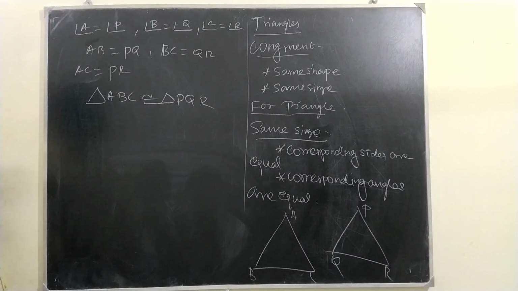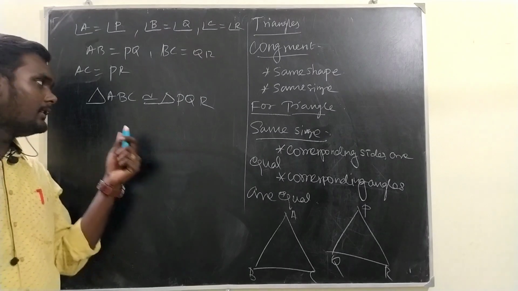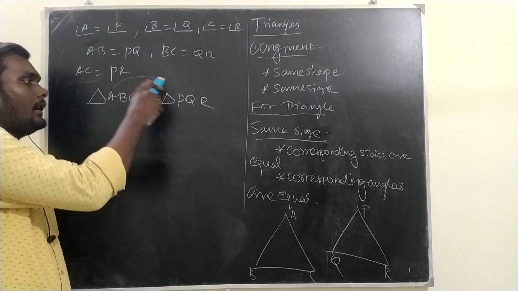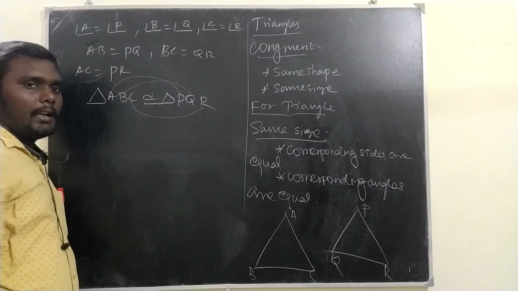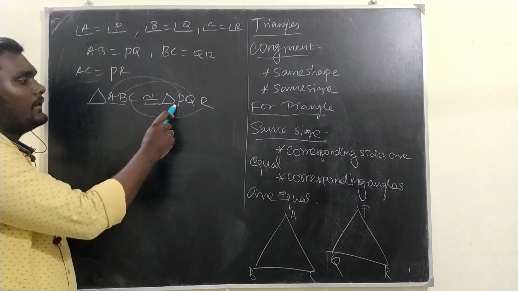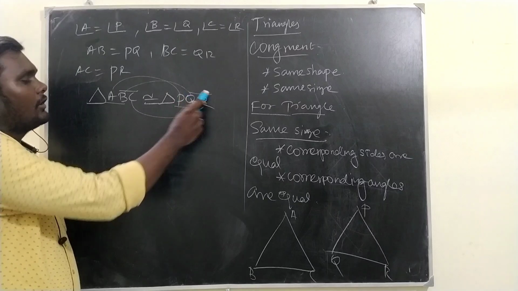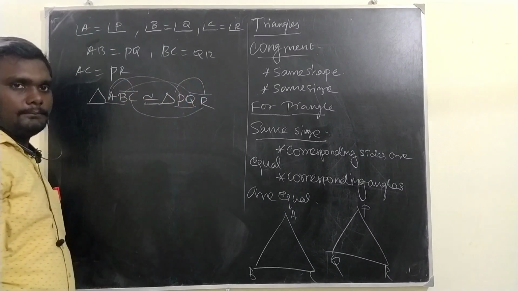So this is what the correspondence means. Whenever we write like this, it means that angle A is equal to angle P, angle B is equal to angle Q, angle C is equal to angle R. Also, side AB is equal to PQ, side BC is equal to QR, and side AC is equal to PR.